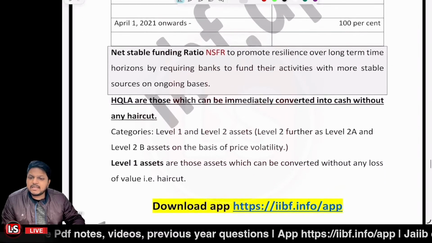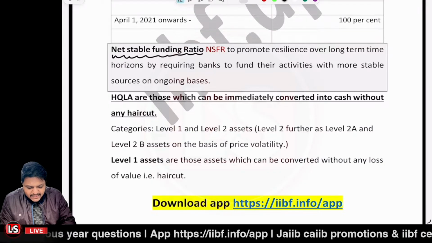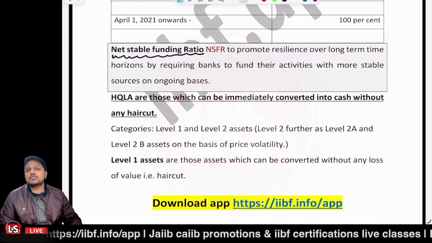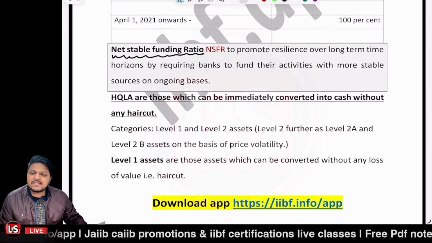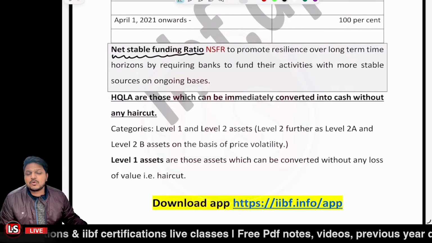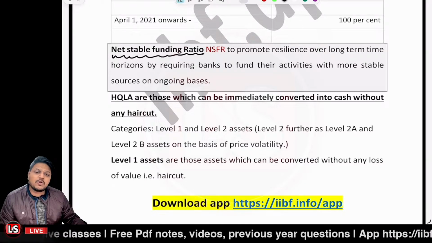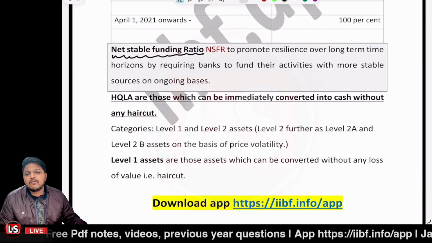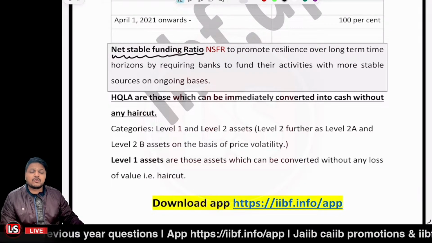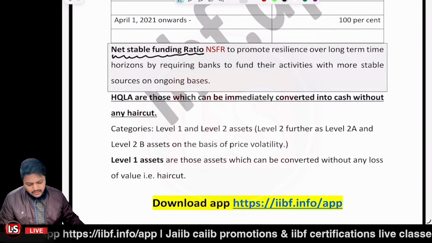Okay. And further, the next ratio is NSFR, that is net stable funding ratio. Whereas with the LCR we were concerned about the short-term resilience, in the case of the NSFR we are concerned about the long-term resilience over a long-term time horizon. We are looking at the long-term duration: over a 6 month period, would we be able to survive or not? We are talking about that. Okay, so the NSFR is related to it.